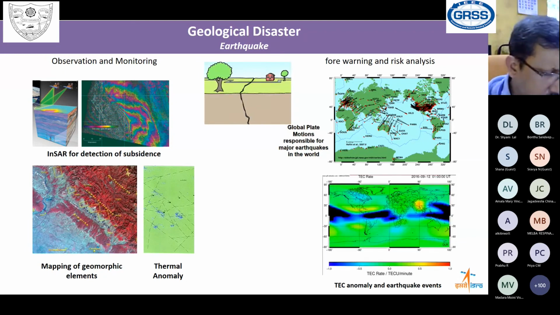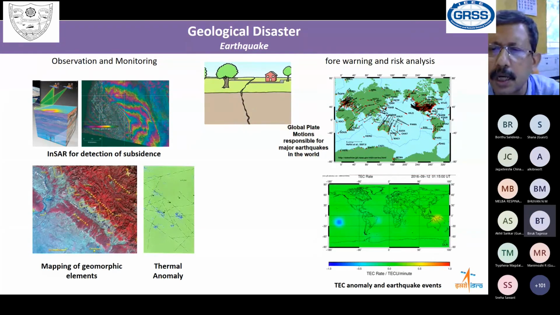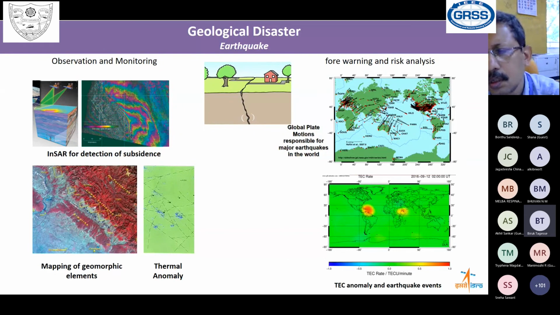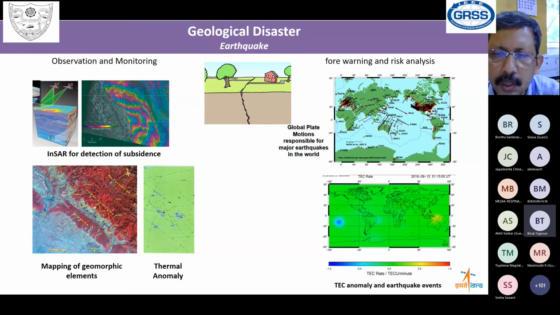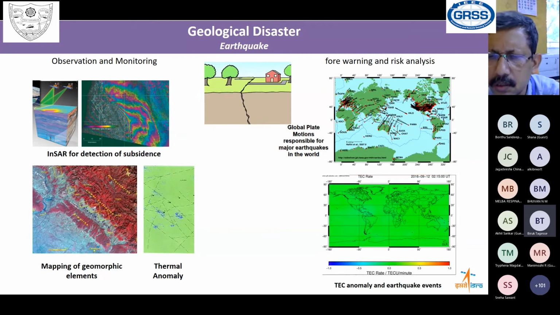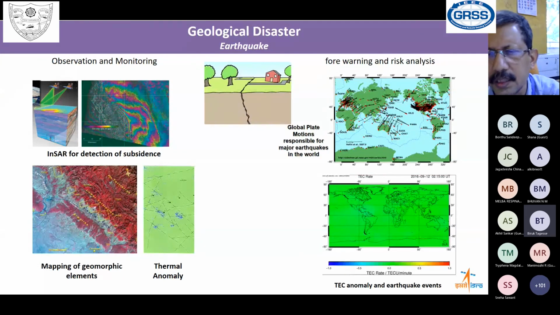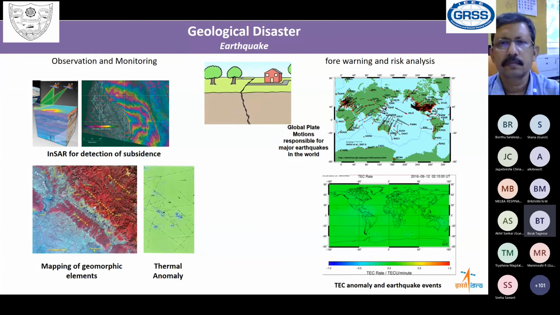Another area of earthquake precursor studies is the anomalies in the total electron content in the ionosphere. What has been observed is that before a major earthquake event, there have been anomalies in the total electron content in the ionosphere, and this has been observed continuously across the world. But the problem is that the resolution is very, very coarse. The resolution of the TEC data is around 200 kilometers by 500 kilometers, which does not help in identifying the exact location of the earthquake. So this is still in an experimental phase.